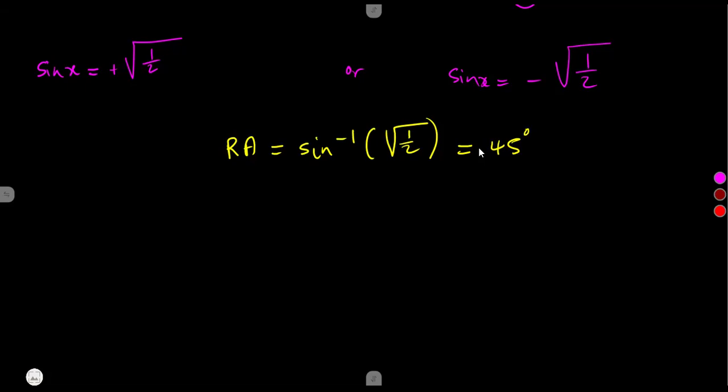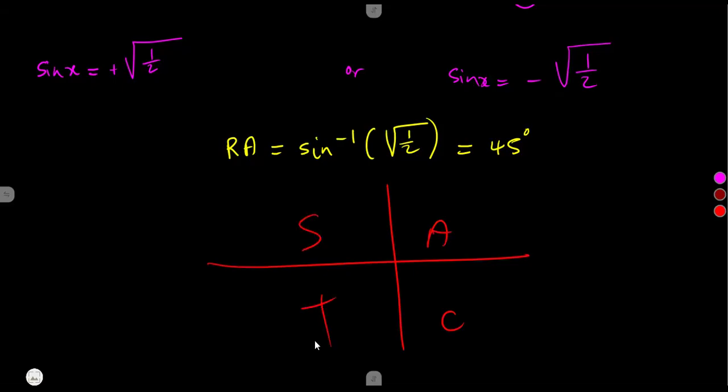45 degrees. So let's start when our sine is positive. Remember from the CAST concept, the part that I just explained. Where is it that sine is positive? In the first and in the second.